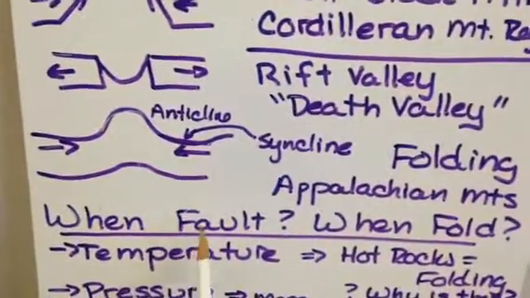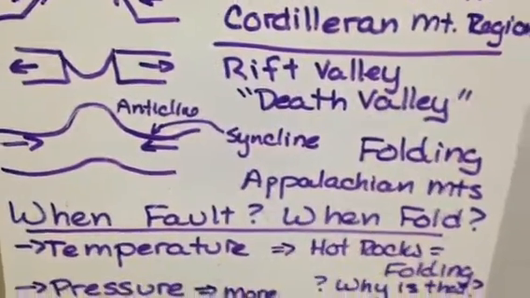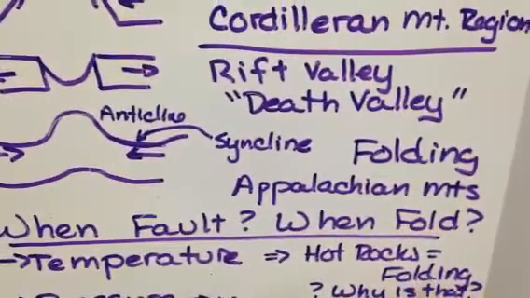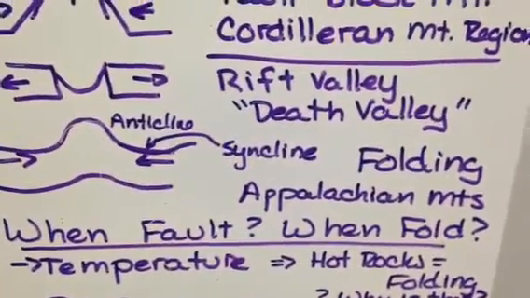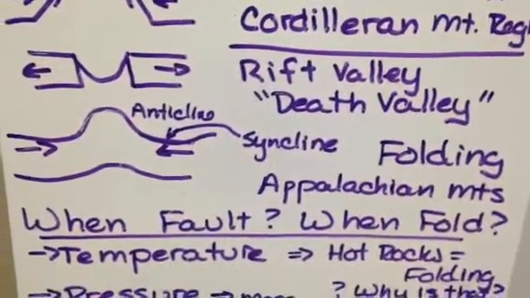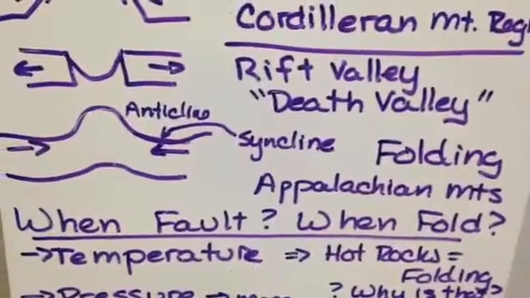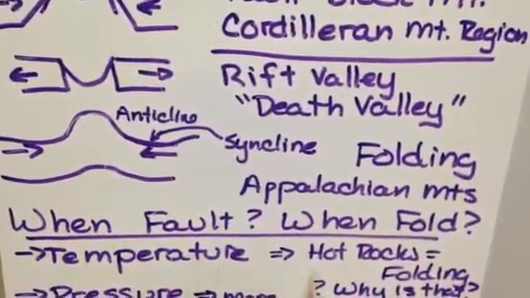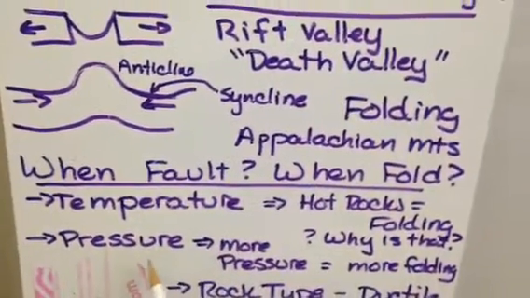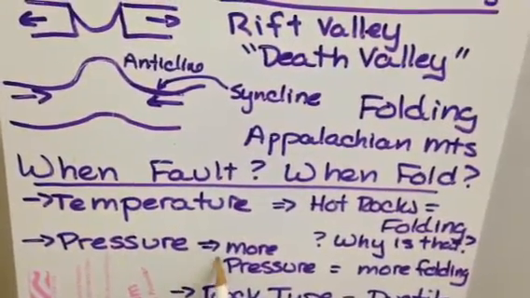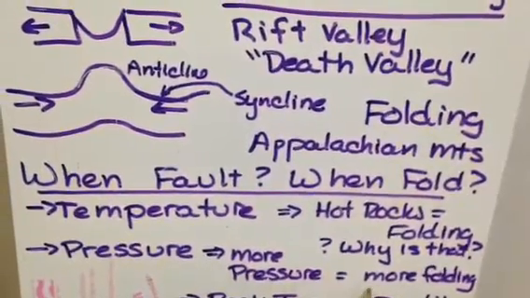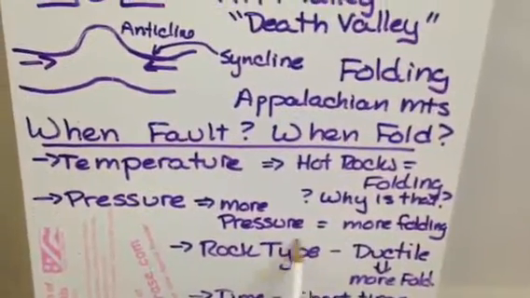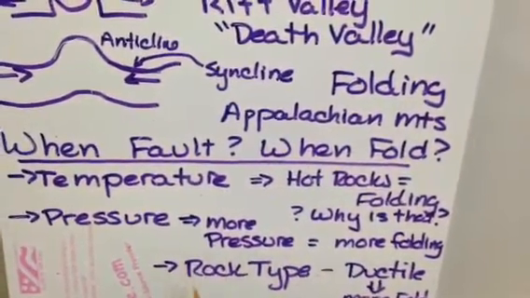Now, when does it fault and when does it fold? Well, first of all, you've got to think about the temperature. If those rocks get real hot, you're going to fold. And just like anything else, if you have plastic and it gets warm, it bends really easily, right? If things are cold, they crack. So if the rocks get hot, they like to fold. If the rocks are real cold, you're more likely going to crack. And also the pressure. The more pressure you have, the more likely it is to fold versus to crack.